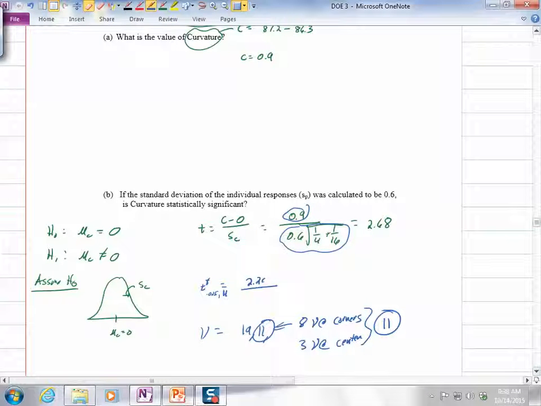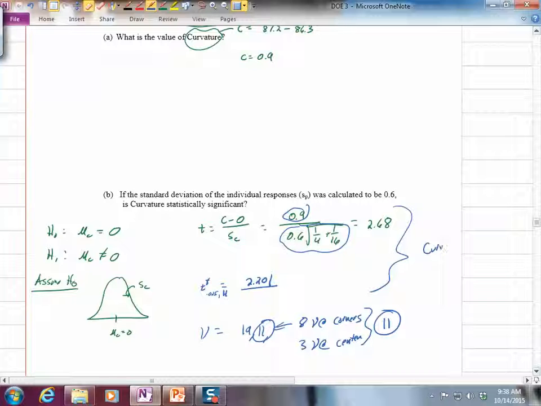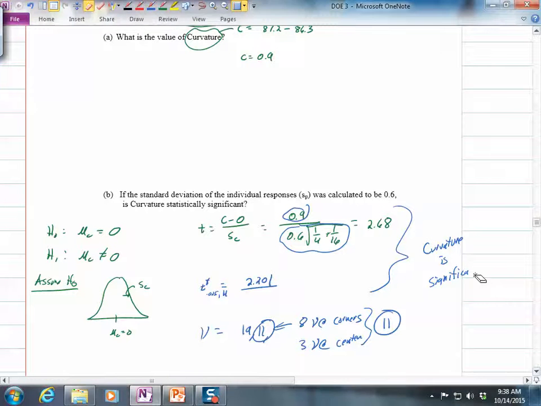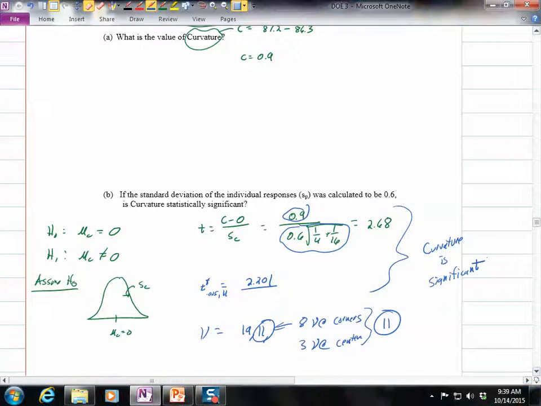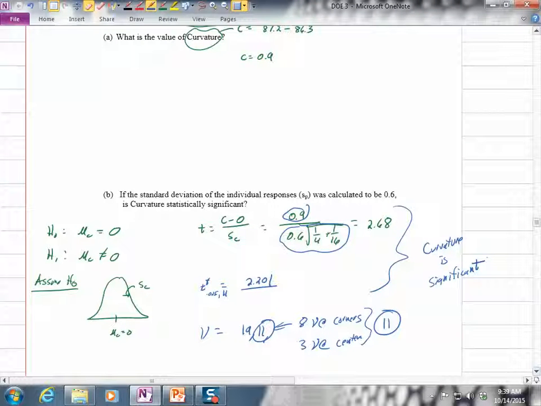2.201. So the conclusion is what? Significant. Yes. Our null hypothesis is that it's linear, so we're never going to prove it's exactly linear, but we can prove that it's not.